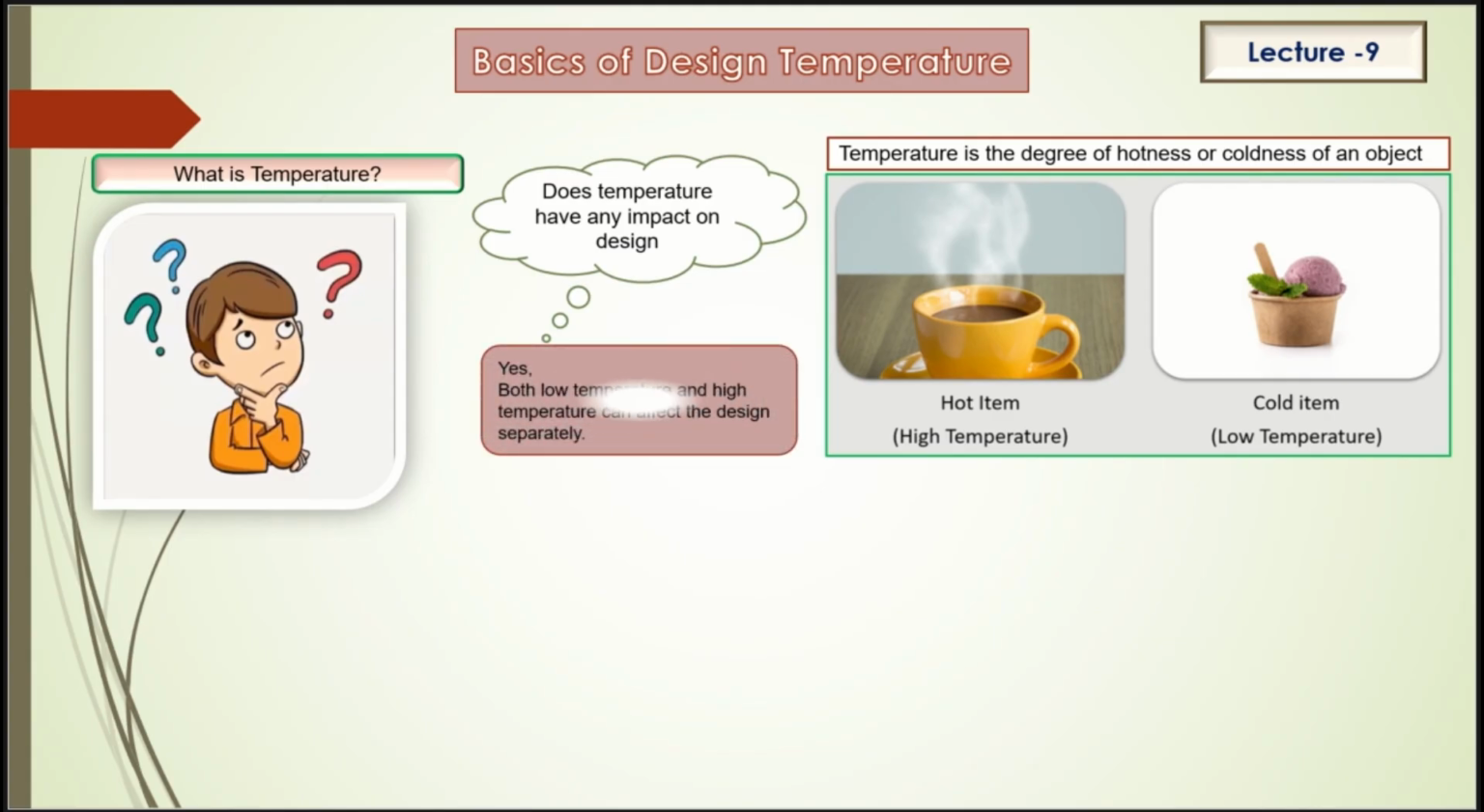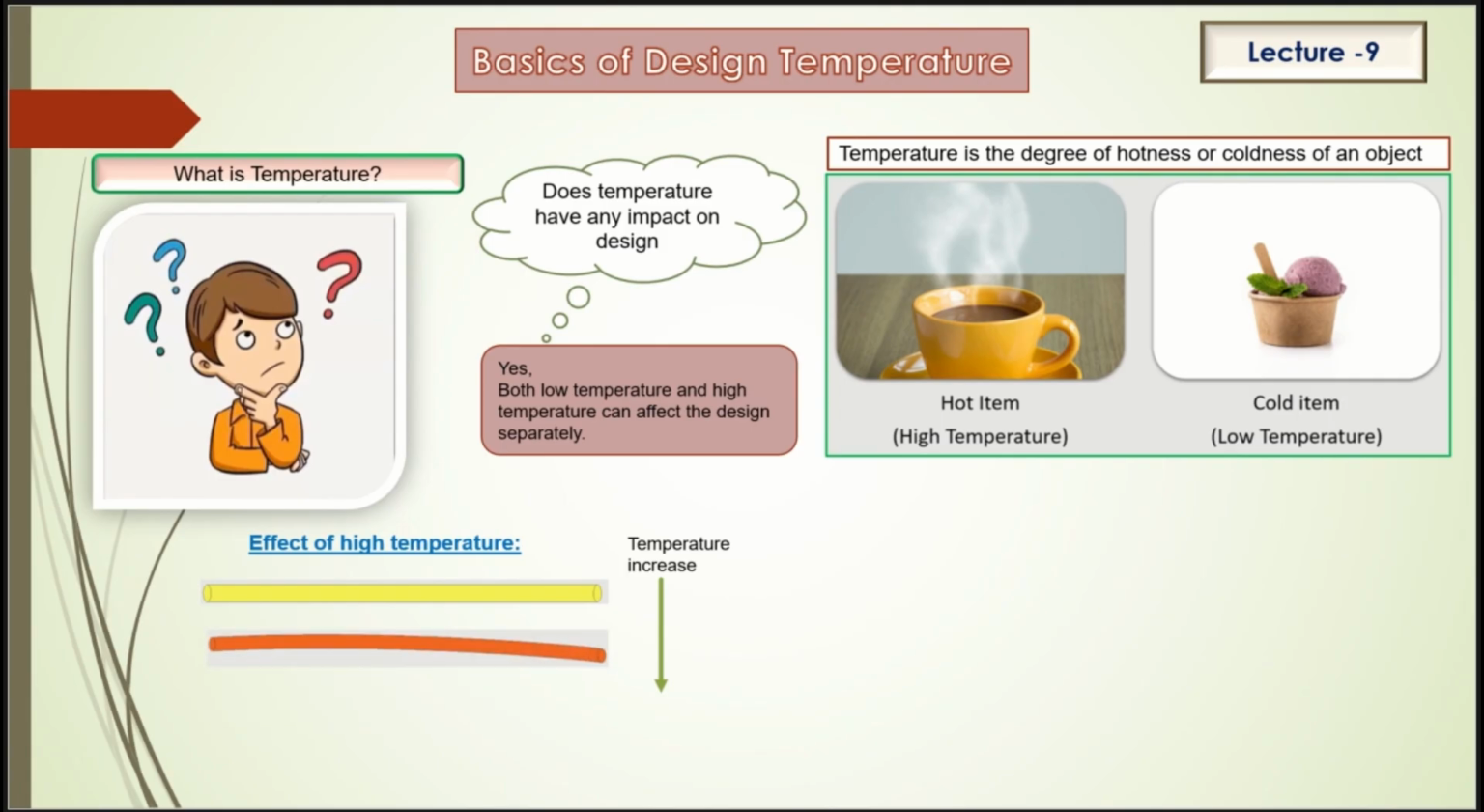Yes, guys. Both low temperature and high temperature can affect our design separately. How? We will see. So first, the effect of high temperature. For example, if you take a rod at room temperature, the rod is stiff. If you increase the temperature, after a certain limit the rod tends to bend like this. Why is the rod bending? We know in any material, if we increase the temperature, the atoms in that material try to expand or move away from each other.